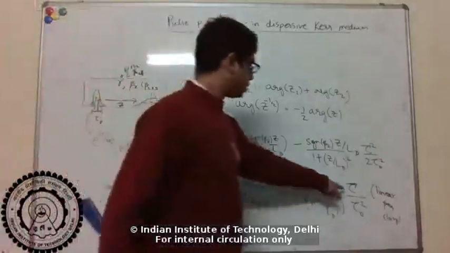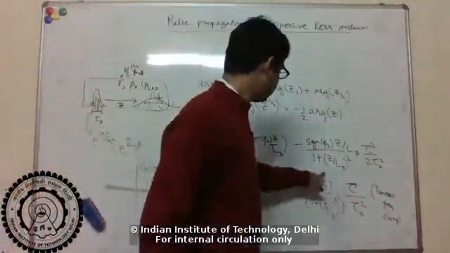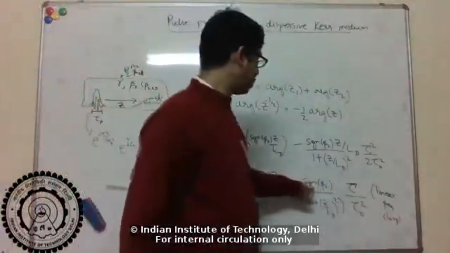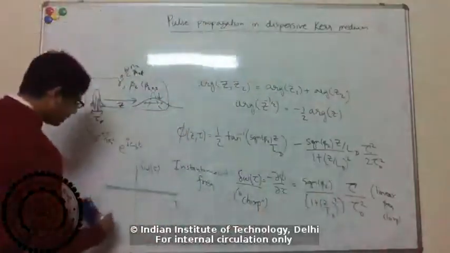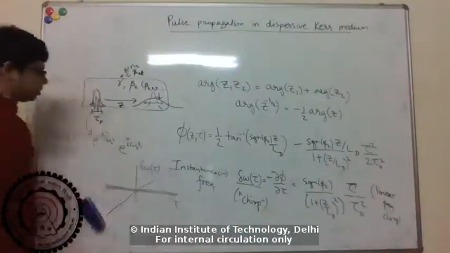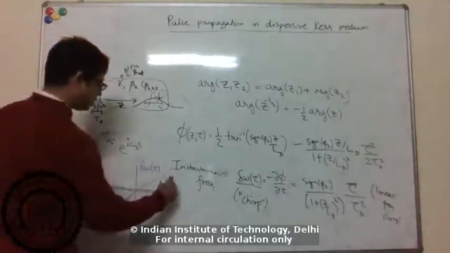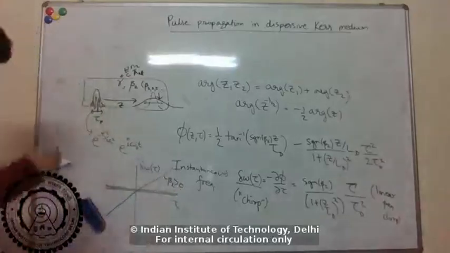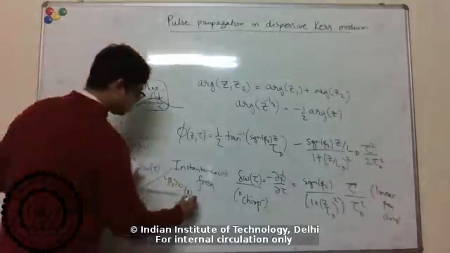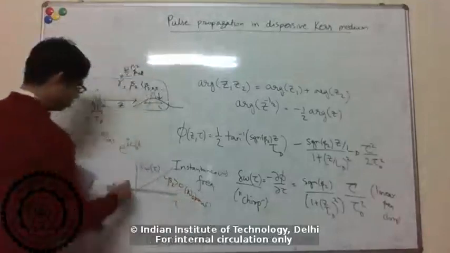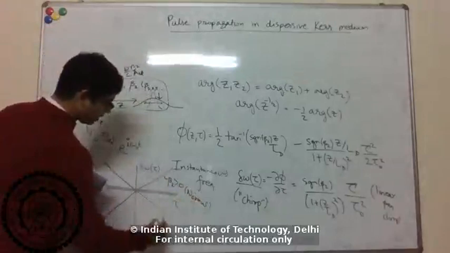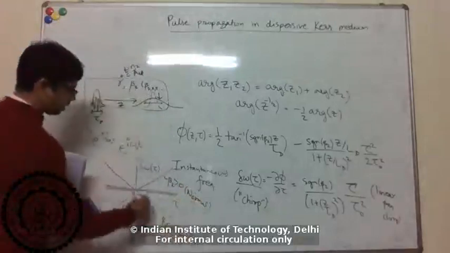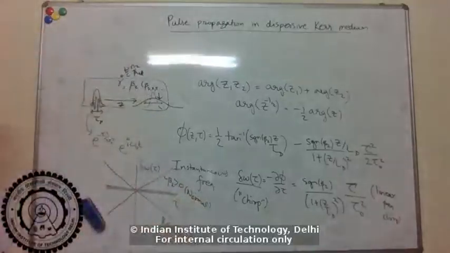But due to dispersion, now there's a linear chirp, and the proportionality constant depends on the sign of the GVD. If the sign is positive, then you get a positive slope here. So this is for beta 2 greater than 0, which is normal dispersion, and for beta 2 less than 0, anomalous dispersion, the chirp is with a negative slope.